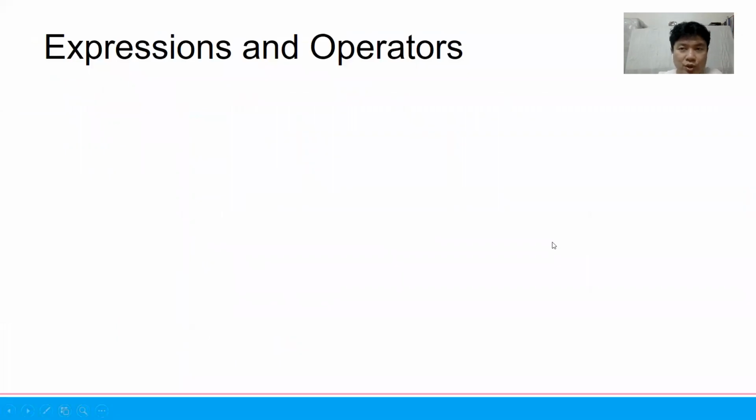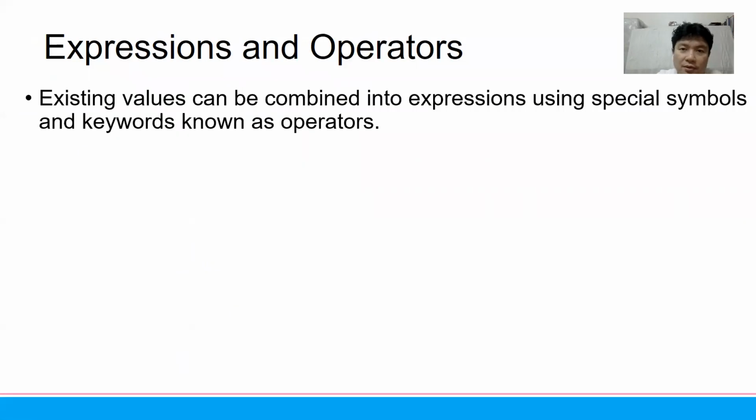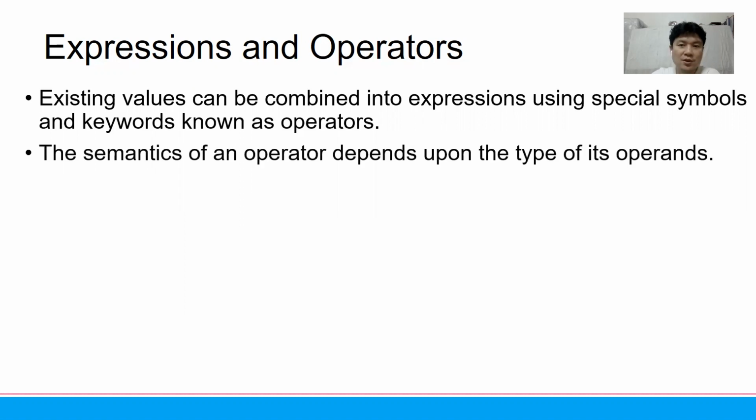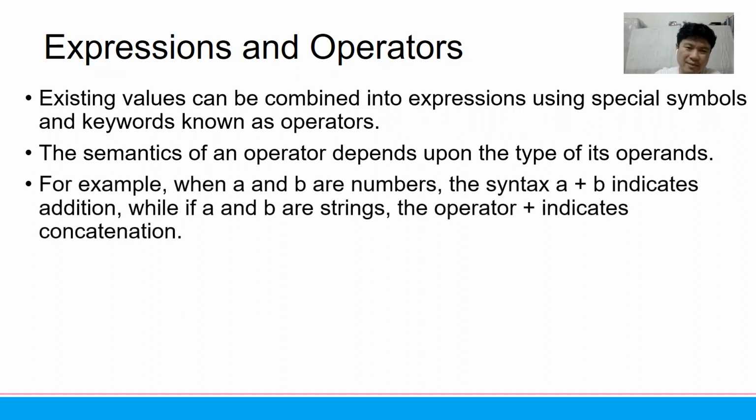The next thing that we need to understand is about expressions and operators. In Python, the expression is very easy. It's not that complicated like the other programming languages. It is only the combination of expressions with special symbols and keywords, and we can call them operators. The semantics of an operator depends upon the type of its operands. For example, if A and B are numbers, then A plus B indicates addition. But if A and B are strings, then the operator plus indicates concatenation.